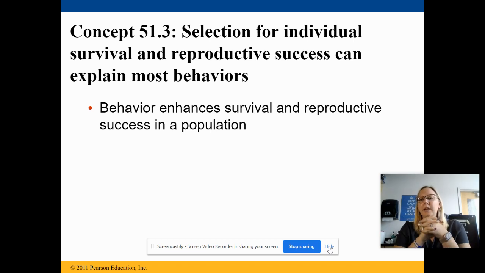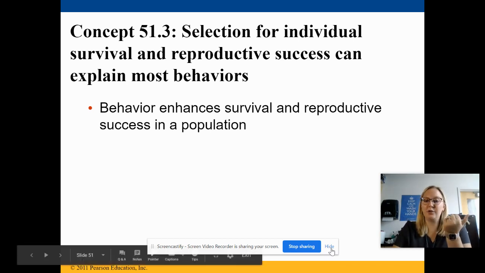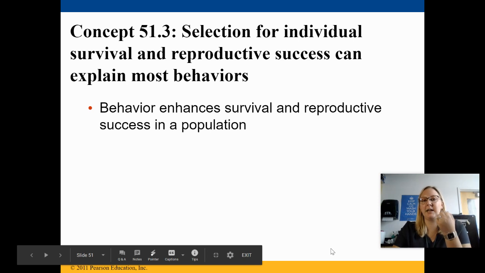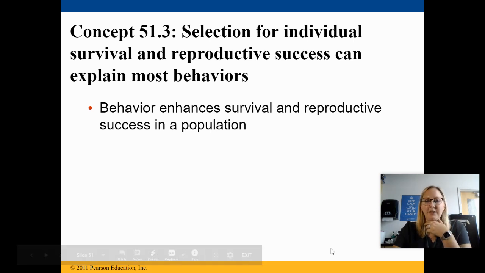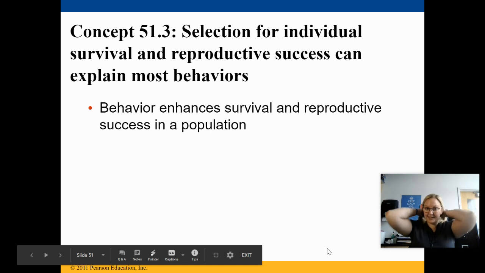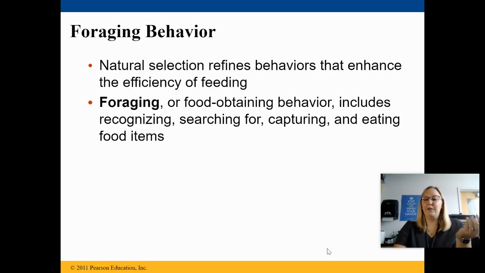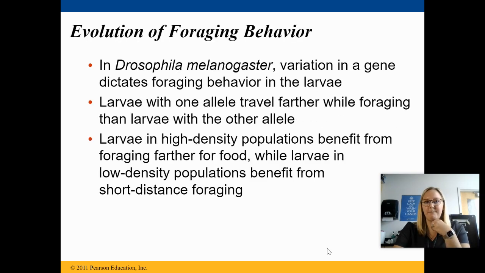So 51.3 is all about the selection for individual survival and reproductive success and how it benefits behaviors. So behavior is able to enhance survival and reproductive success in populations. The first behavior we're going to talk about is foraging behavior. Natural selection refines behaviors that enhance the efficiency of feeding. So, foraging is a food obtaining behavior that includes the recognizing, searching for, capturing, and then eating of food items.